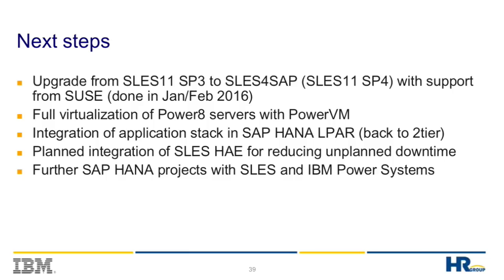The application stack was running on AIX. So we said, okay, or I said always, it's much, much better. And if you have no problems to get it back to 2-tier, that means no network connectivity between database and application server, do it. So we installed the BW application stack as well on the HANA LPAR. So that means SAP 2-tier setup. And that is really bringing much more performance to the complete environment as well.